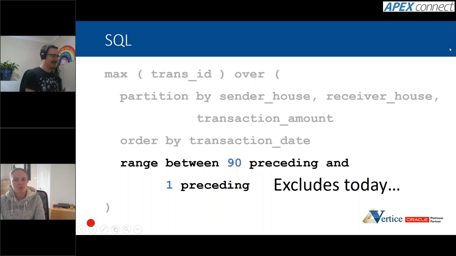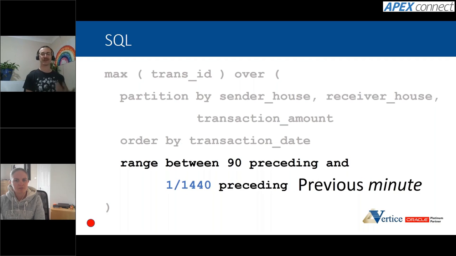So we want to be a bit more granular. Rather than look just yesterday, we want to look a bit more recent. Let's say the past minute. We could go down to the second, maybe. Let's just say, has there been another transaction of the same value within the house from the minute before back to the previous 90 days? If there is, then we say, well, something a bit suspicious going on here. Let's look into it and pull it out, or tag it as fraud.